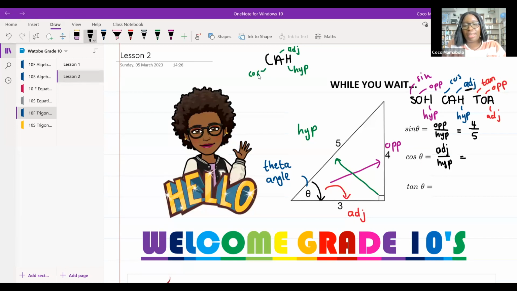Now tell me, Reatile, what is the number where my adjacent side to theta is? 3. Good, so my adjacent is going to be 3 over, what is my hypotenuse side? 5. Good, there we go. You got that correctly. Cos of theta is 3 over 5. Okay, we just need to remember the rules, Reatile. It's very important that we remember SOHCAHTOA. We're going to be doing a lot of them today. Excellent. Very, very well done.